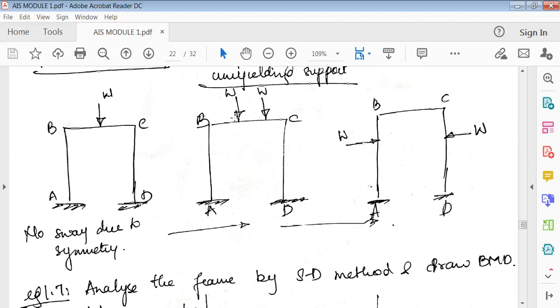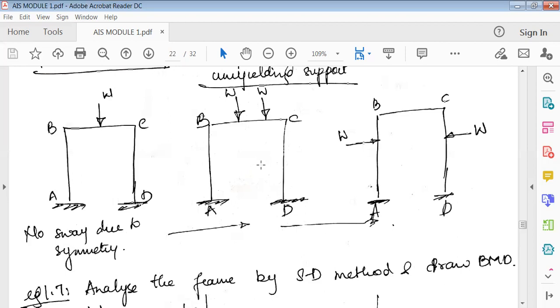Again, same thing. In this case, there are two loads. Because there are two loads, if I cut this frame exactly at the center and flip this over, you can see LHS has one load W and RHS has one load W. So LHS is equal to RHS. Again, that is a symmetry. Because it's a symmetry, this will not sway.